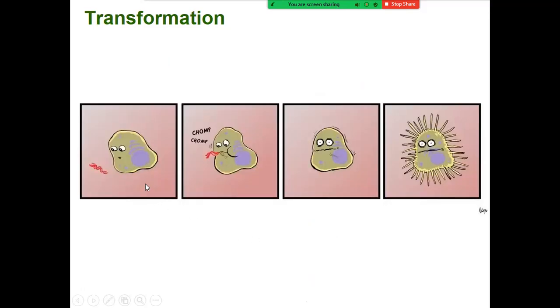A little picture of transformation. The cell takes up a naked piece of DNA. The cell then gets indigestion as that new piece of DNA is incorporated into its chromosome and then expressed. And when the new DNA is expressed, it then can change the phenotype of the cell so that this guy, instead of looking like this, now looks sort of, I don't know, hairy, like that. Transformation.